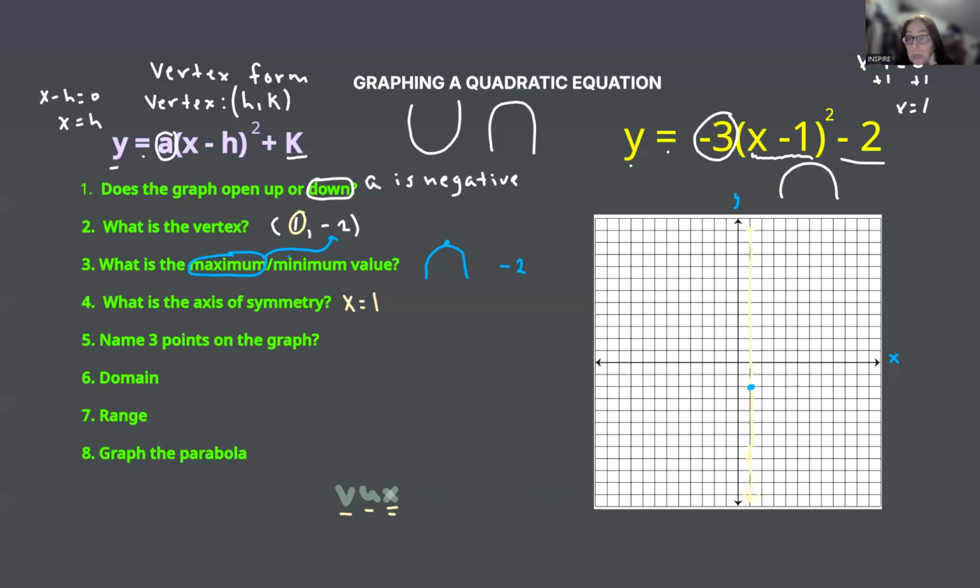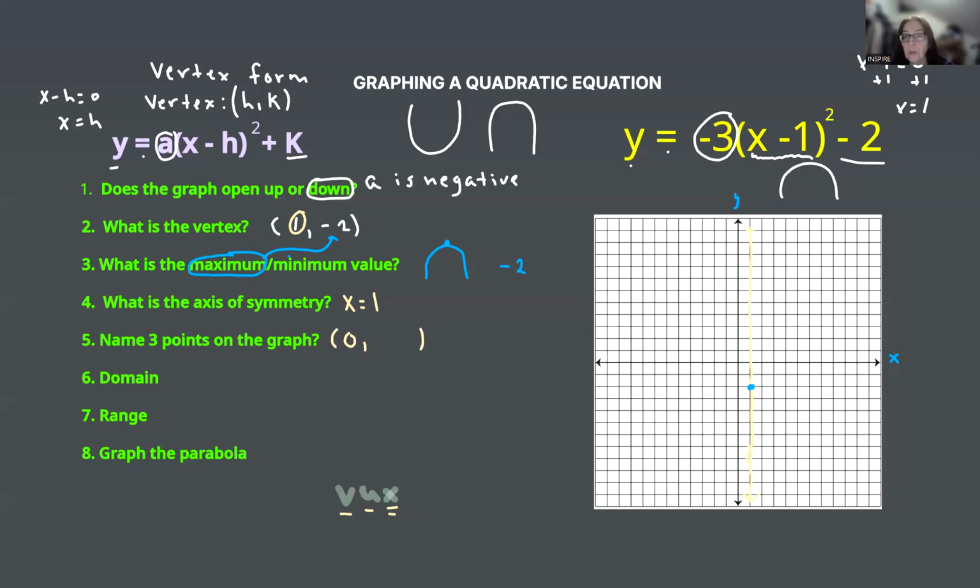All right, so we got x equals 1 there. Now it says name 3 points on the graph. Well, why don't we figure out what the y-intercept is? To find the y-intercept, we make x 0. That's an easy point to find.